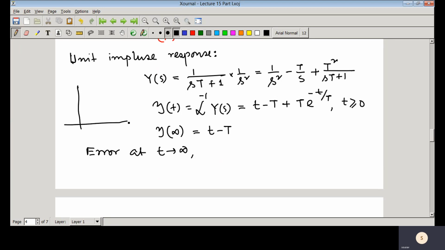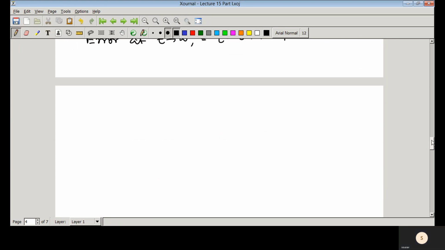So here we have shown that this is the input we have given with slope 1, that is r(t) = t, and this is y(∞) equal to t - T. So that error at t tending to infinity is equal to t - (t - T), that equals T.